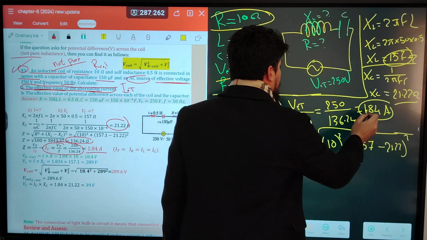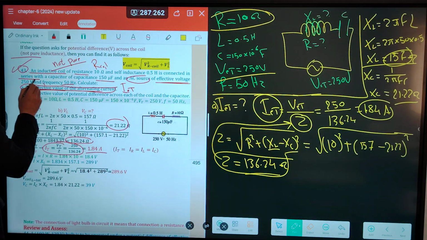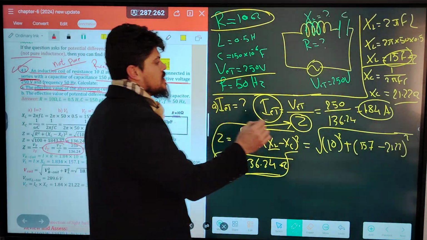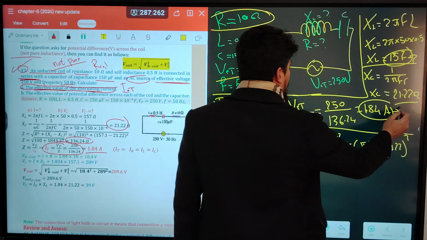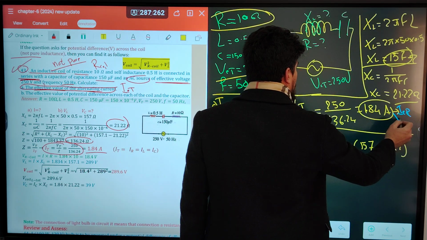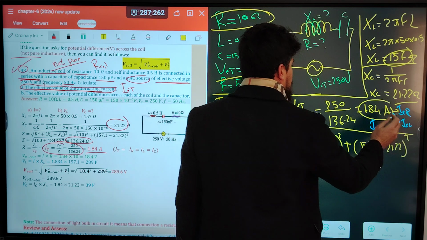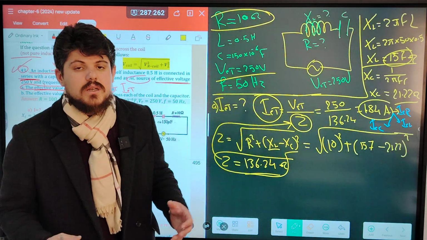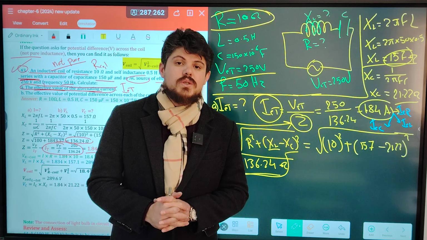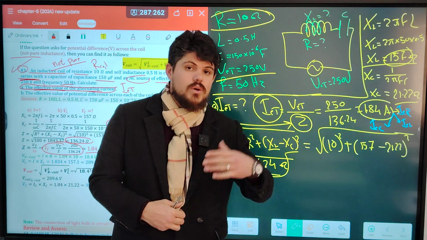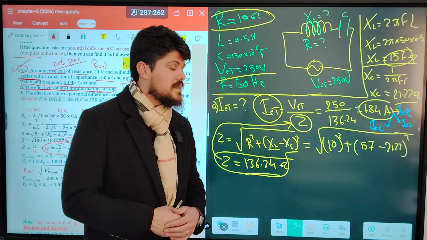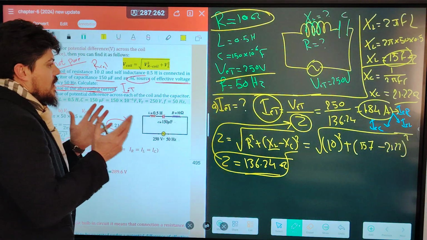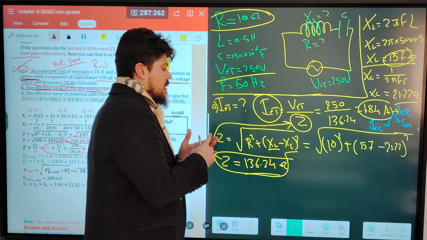Because the circuit was connected in series connection, can we say this I is also the IE across R, IE across L, IE across C? Yes, of course. Because the circuit is connected in series, this total current is also the effective current across resistance, across inductance, and across capacitance. Now we have IE total, IEC, IER, IEL.